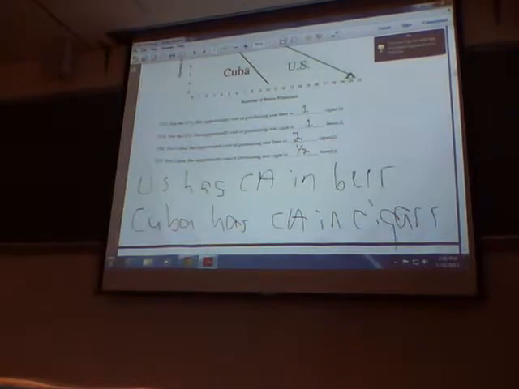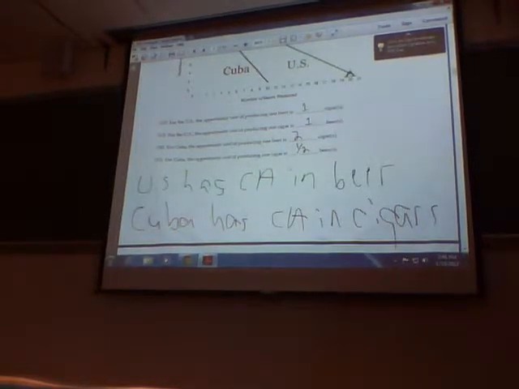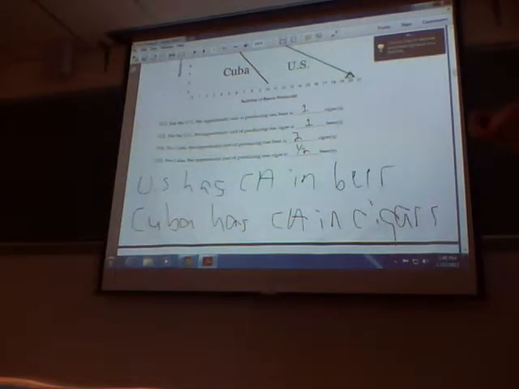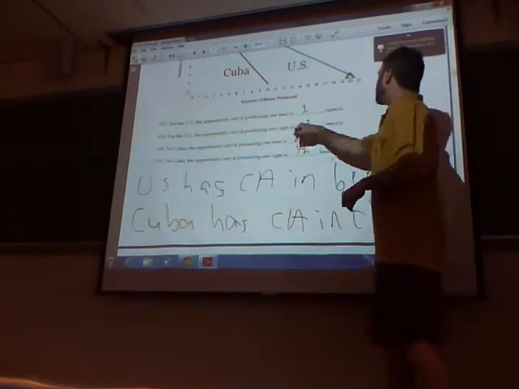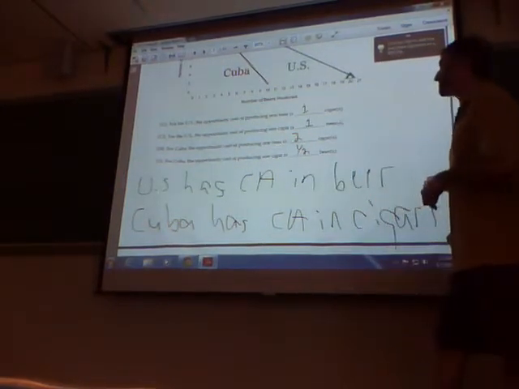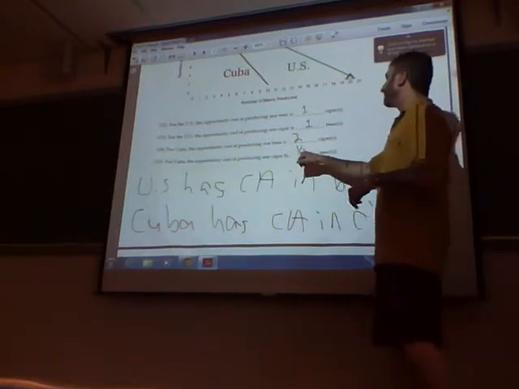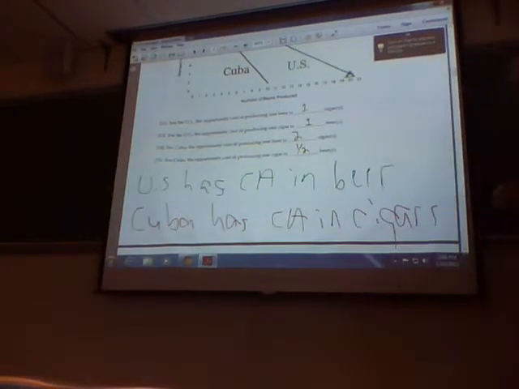And likewise for Cuba, we say, who has a comparative advantage in cigars? Who can produce it at the least cost? The U.S. has to give up 1 beer for every cigar they produce. Cuba has to give up only a half a beer for every cigar they produce. And so Cuba has this comparative advantage in cigars.